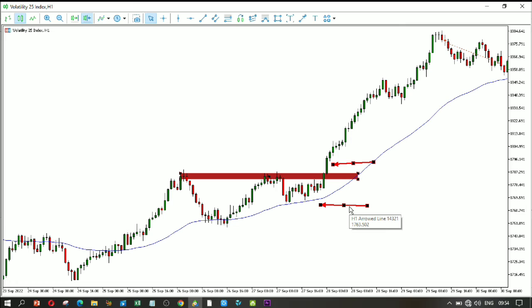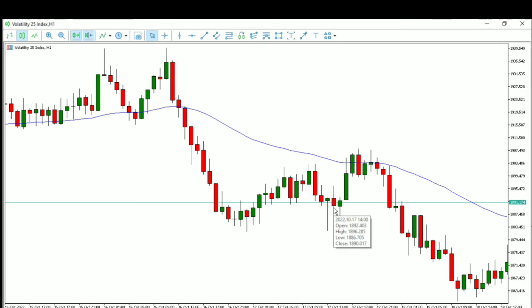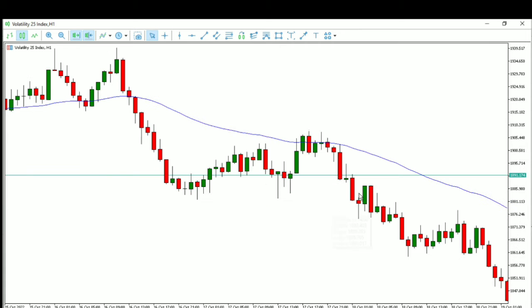Now let me show you a simple strategy that you can use with the moving average. First of all, before I show you the strategy, there's one thing that I want you to understand here. Our goal with this strategy is to place a trade when the market is closer to the 50 period moving average. This is the 50 period moving average right here.